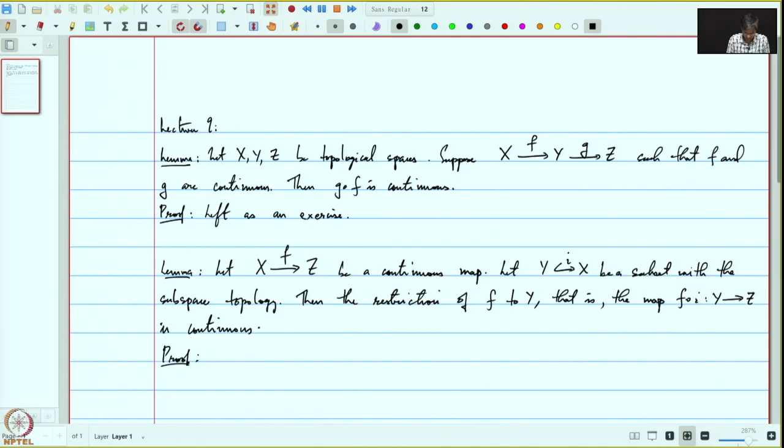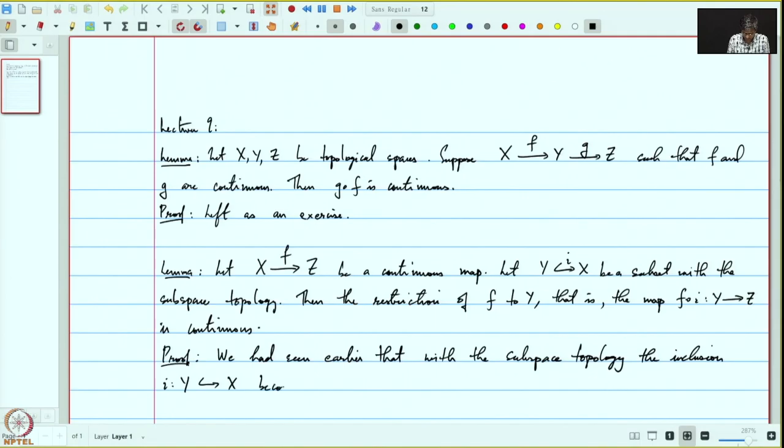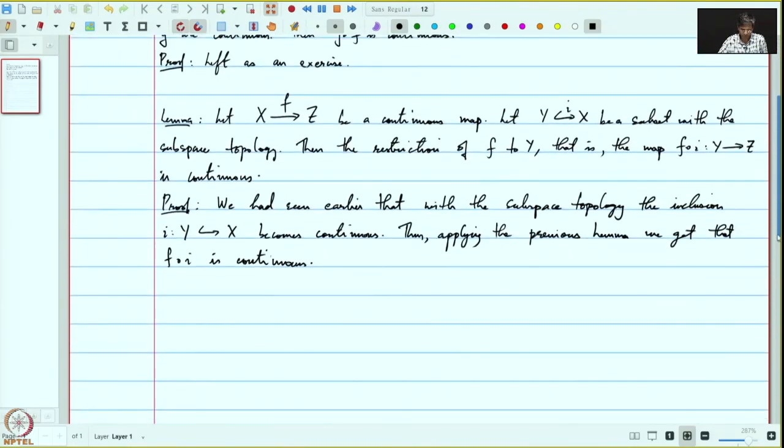So proof. F is already given to be a continuous map, and we had seen earlier that with the subspace topology, the inclusion I from Y to X becomes continuous. Thus, F is continuous and I is continuous, so applying the previous lemma, we get that F compose I is continuous. So this proves this lemma.